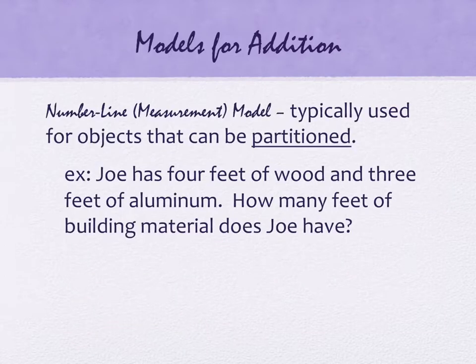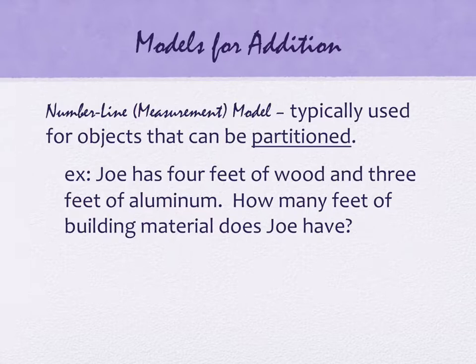The next model we're going to look at is called a number line or measurement model. This is typically used for objects that can be partitioned. Now, we're still using whole numbers. There's no decimals or fractions in what we're doing in this chapter. But the objects that we're describing are things that would make sense to have half of. For example, Joe has 4 feet of wood and 3 feet of aluminum. He could have half of a foot of wood and it would make sense. So that's what it means to say that it can be partitioned. The question is, how many feet of building material does Joe have?